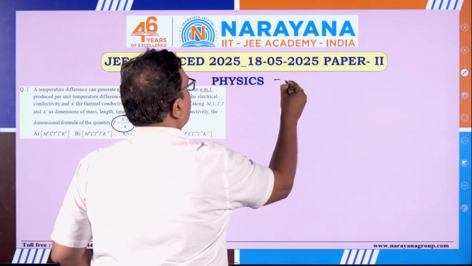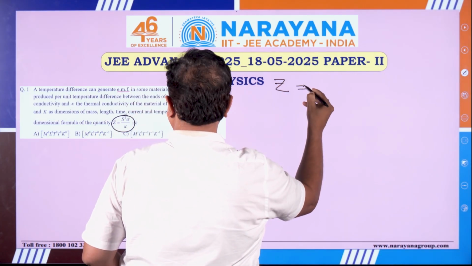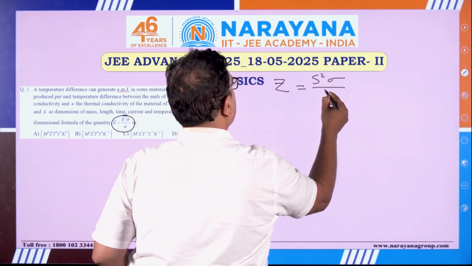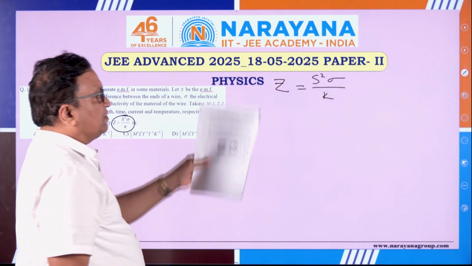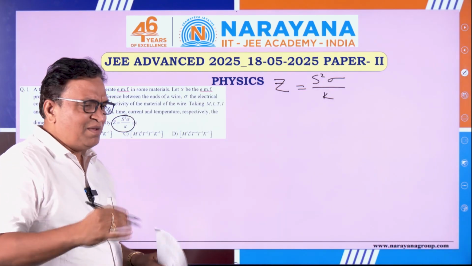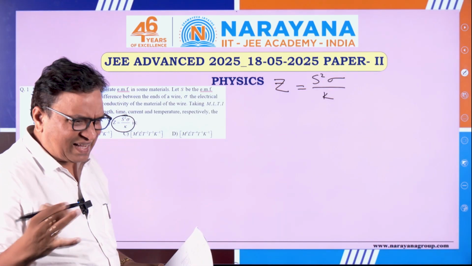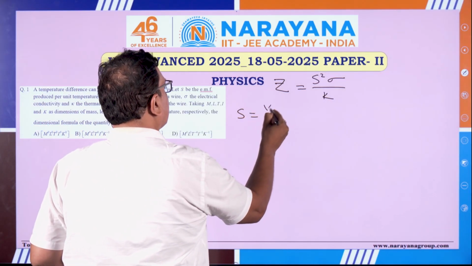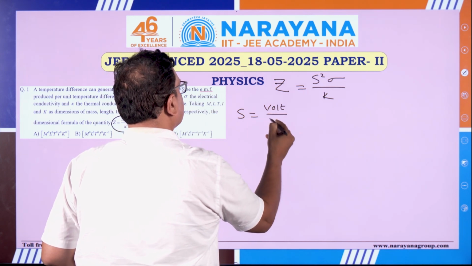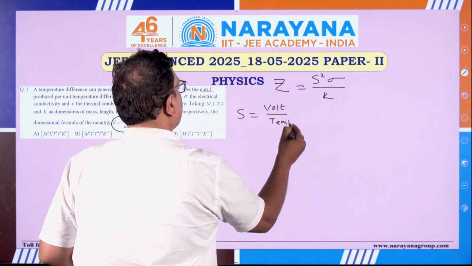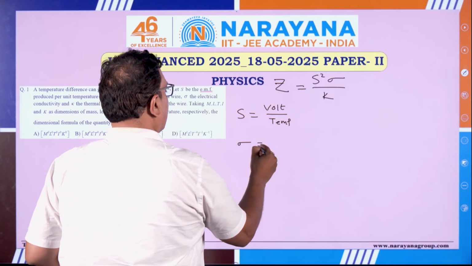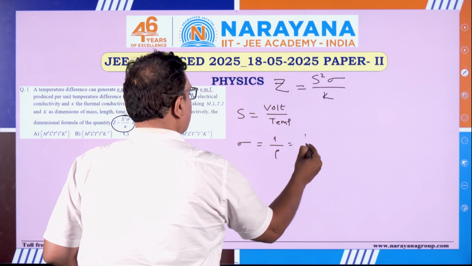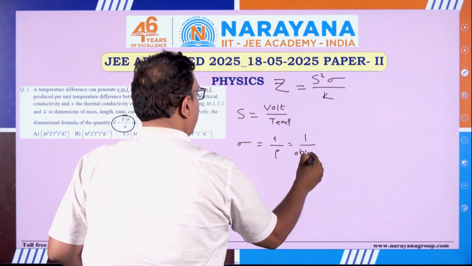The quantity I will write here is Z equals S squared sigma by K. They want the dimensions of this quantity. You need to do this cleverly. The concept of S I can understand as volt per temperature. Sigma is the reciprocal of resistivity, which means the unit is ohm meter inverse.